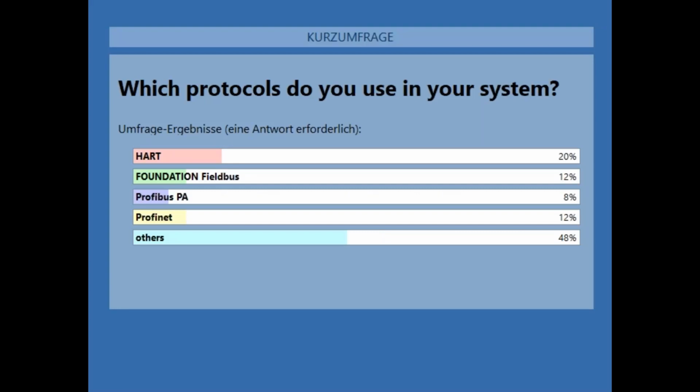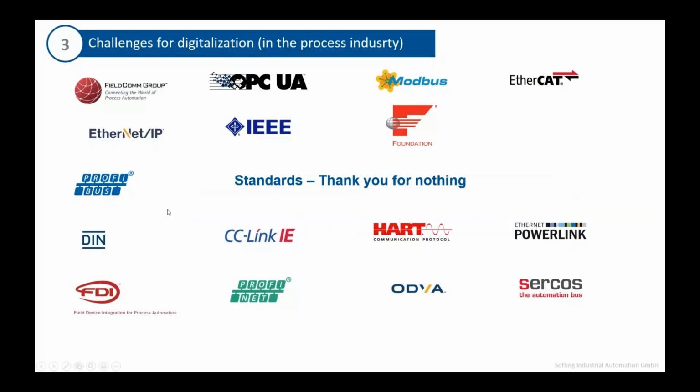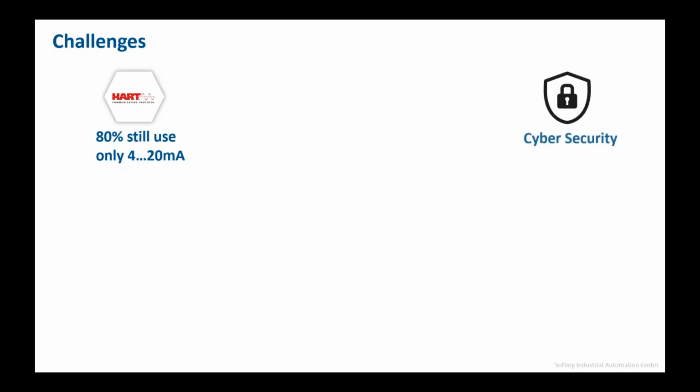Okay, I have the solution of it. So I see from the attendees, about 20% use HART, 12% of you use Foundation Fieldbus, 8% use Profibus PA, only 12% use Profinet, and the remaining 48% typed others. Let's proceed. Okay, the other challenges. So there are still a lot of people who only use 4 to 20 milliamperes.